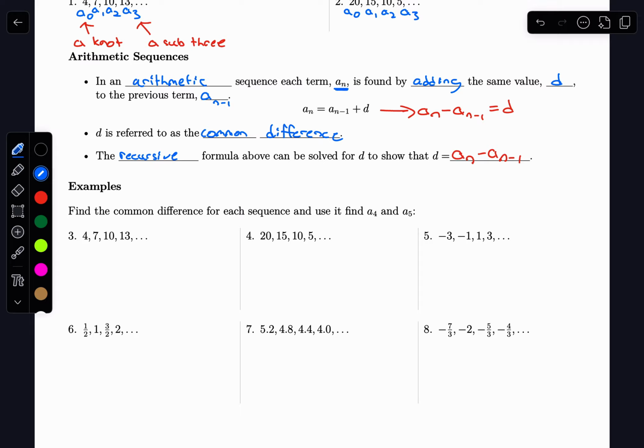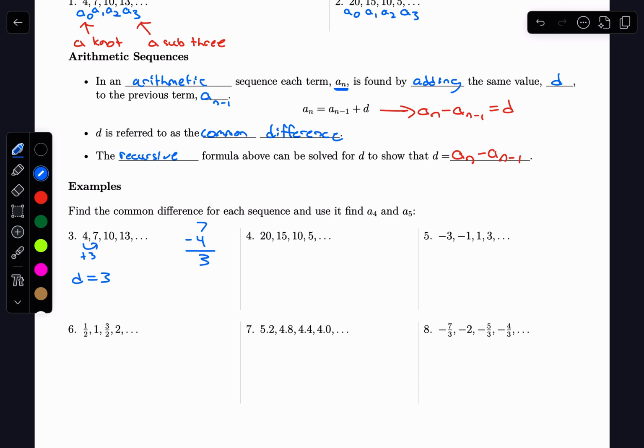So number 3 down here, we have the terms 4, 7, 10, 13. All I have to do is subtract two consecutive terms. To go from 4 to 7, I know that I am adding 3 each time. But in case it's ever not clear what that number is, like some of the later examples that are decimals and fractions, what you're going to do is take a term, so the second term is 7, and subtract the first term, the term before it. 7 minus 4 gives me 3, so 3 is my common difference. I can say that D is equal to 3.